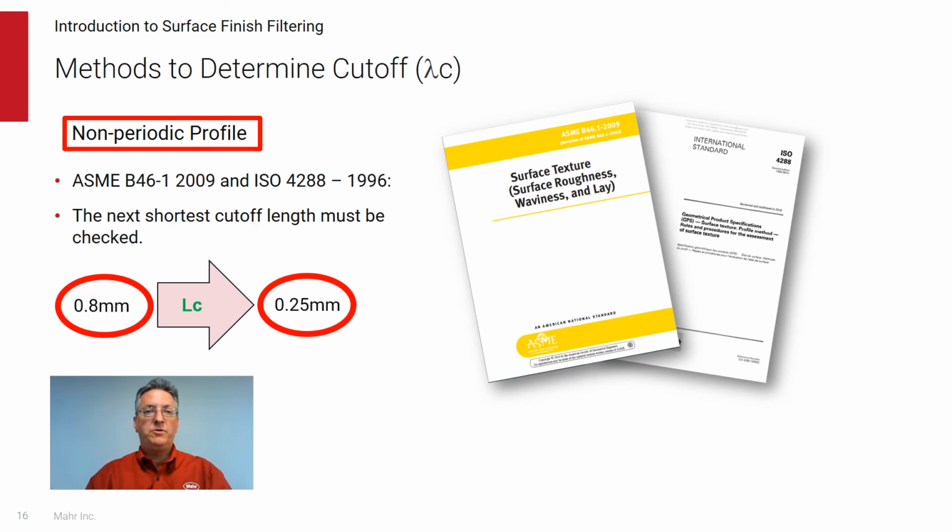If the 0.25 millimeter cutoff and RA value are in agreement with the tables in the standards, then the 0.25 millimeter cutoff is the correct cutoff to use. If the 0.25 millimeter cutoff and RA values are not in agreement with the tables, then the previously determined cutoff of 0.8 millimeters is the correct cutoff to use.